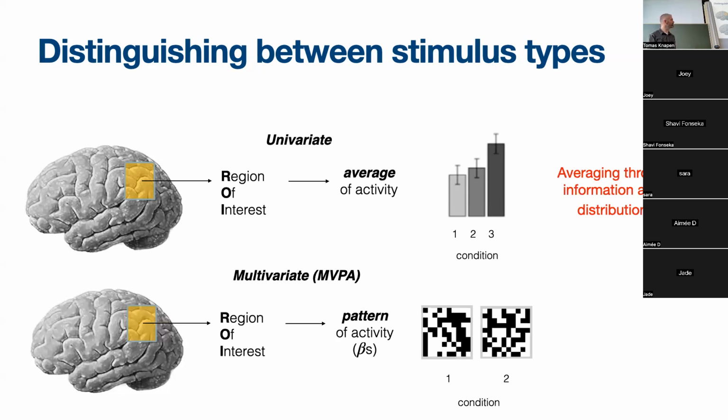Now, it's important to realize that if we do univariate analysis, what we're doing if we create a bar chart like that is we're throwing away a lot of information already, right? Because the distribution of beta weights in this case, perhaps, can carry a lot of information at the voxel level. And it's specifically that distribution of beta weights that we're trying to work with.